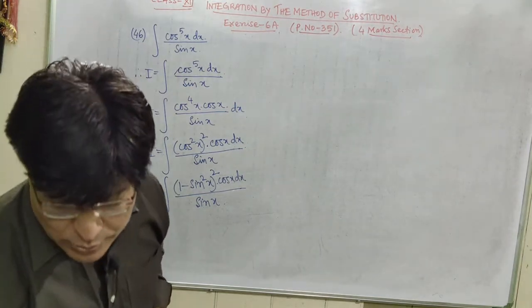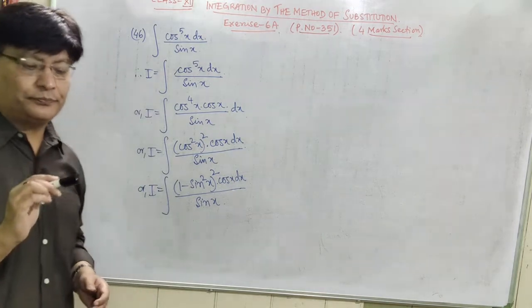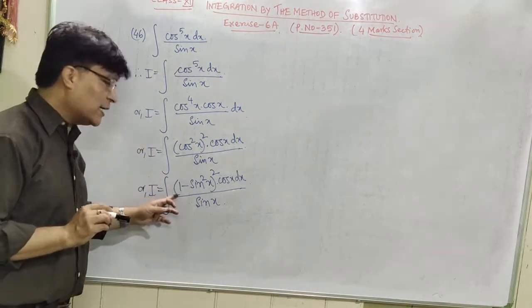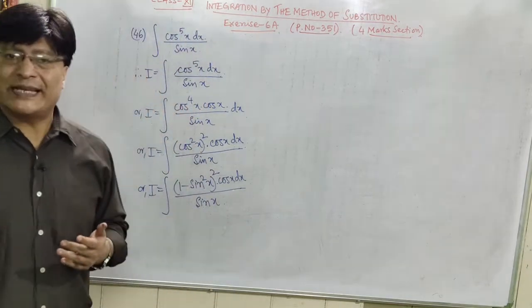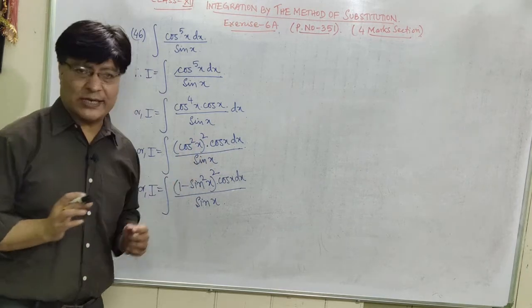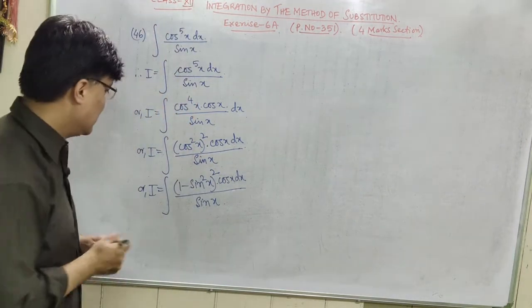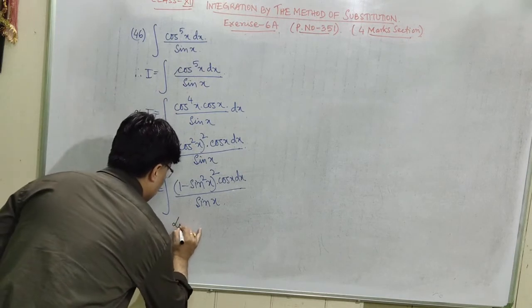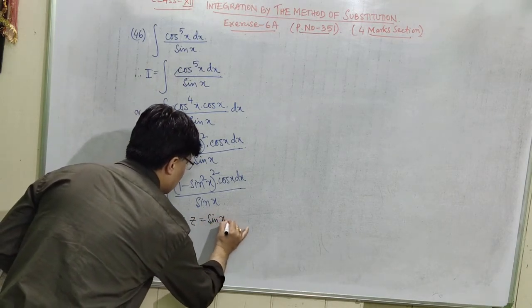So now you can use the method of substitution in this case. Now which function is taken as z? You know that the differentiation of sin x is cos x. Only you have to assume sin x as z. Okay? So let z is equal to sin x.